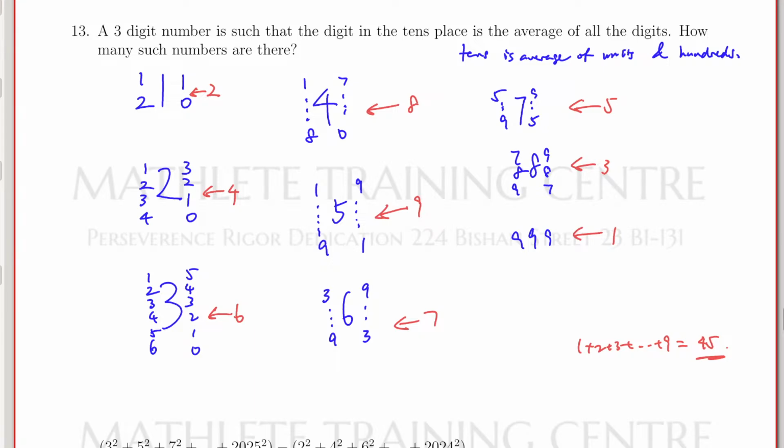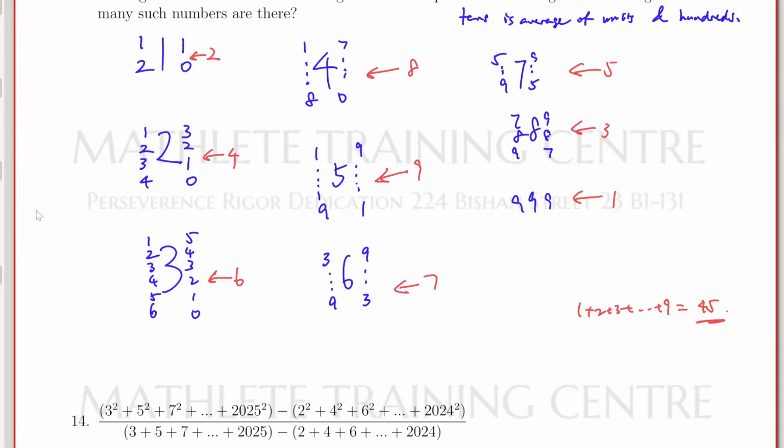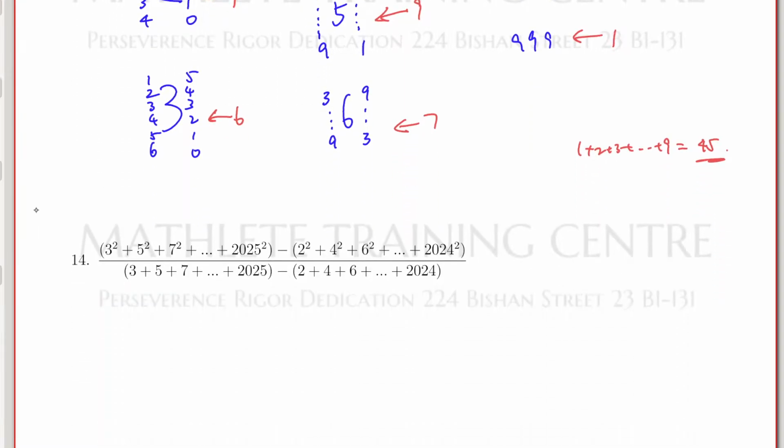For question number 14, we have this thing here, right, where we have some kind of expression on top minus another expression versus some kind of expression below minus another expression. Let's start with the one at the bottom. The one at the bottom is in fact easier to find. And the reason why it's easy is because we can regroup the numbers.